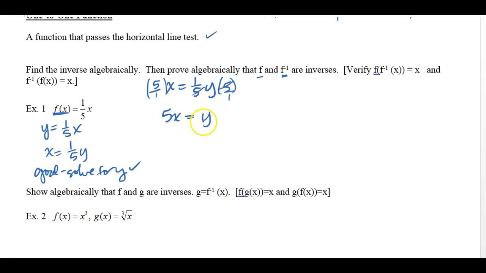Now I replace that y, I'm just going to rearrange, with f^-1 of x. That is the symbol for inverse, so we read it inverse of f equals 5x. Okay, so here's our function, our inverse function.